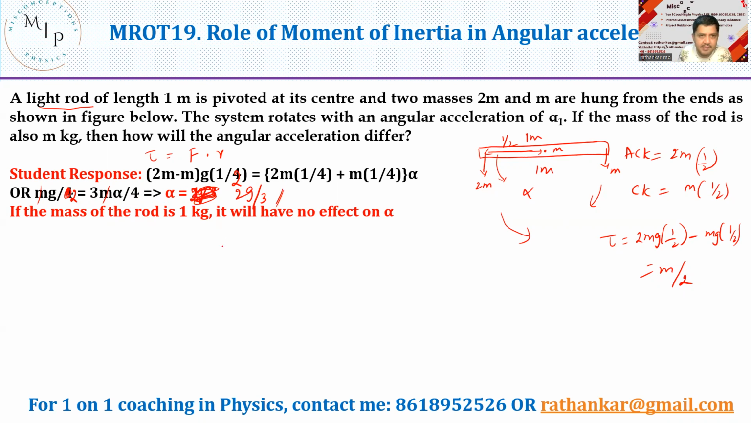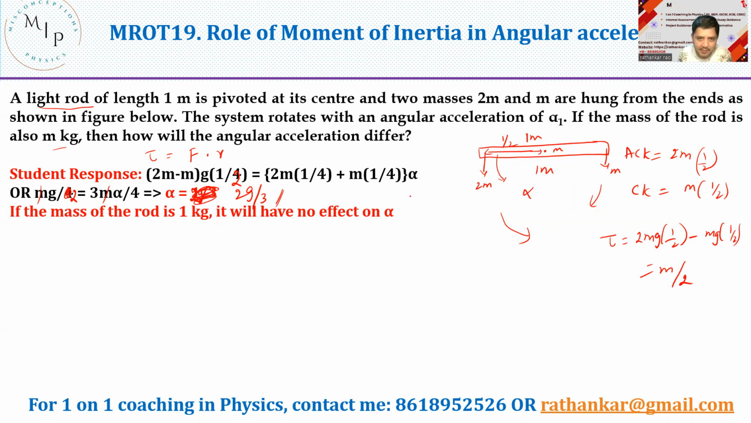Now, this is not the question. The question is, if I make the mass of the rod equal to m kg, that means instead of taking a light rod, if I take a mass m here, then what will be its effect on alpha? Now, if you look at this, this does not have any effect. The reason is because there's no dependence on m here. So as a result of it, it will not have any effect. This is what the student writes.